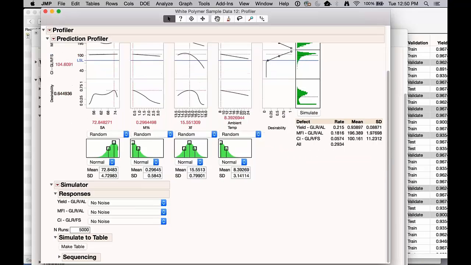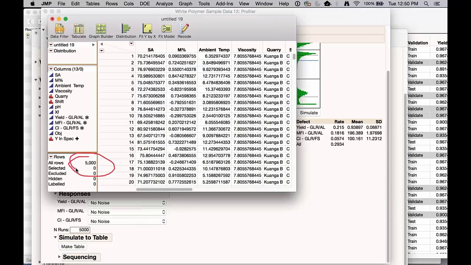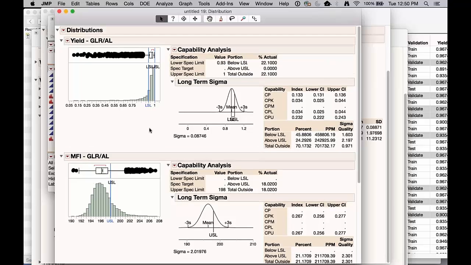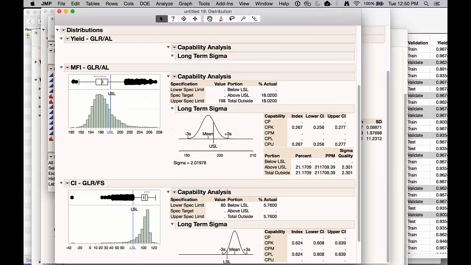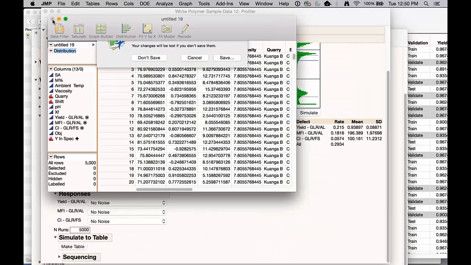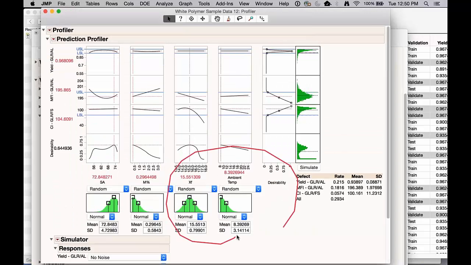I can even simulate this to its own table. Here's all 5,000 runs of that simulation. Here's a little distribution. Now I can get an idea how much better the capability would be, where I need to go, what I need to do. Okay, this is invaluable information because playing with this kind of information with my profiler ultimately is going to help me come up with the right settings for a DOE.